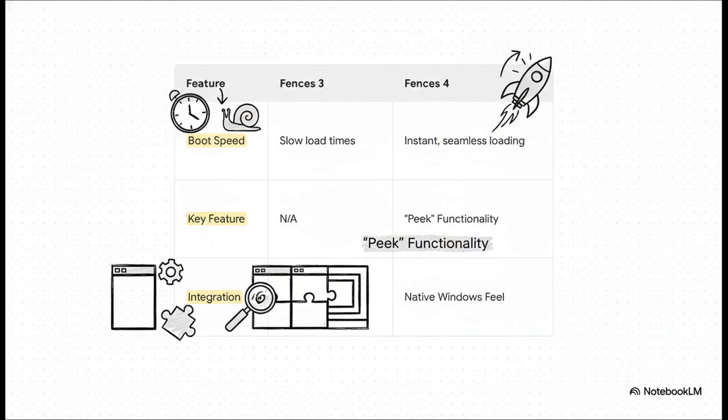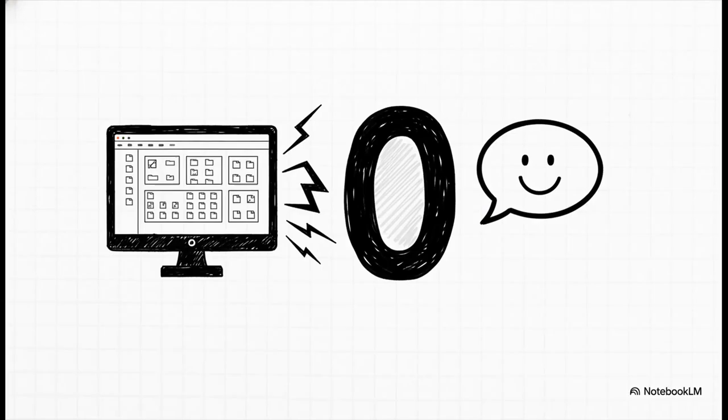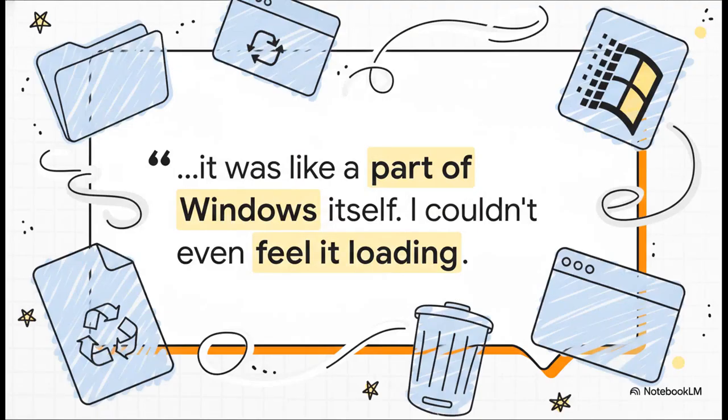It's just seamless. And to put that delay into perspective, we're not talking about a millisecond. People with powerful, fast PCs were reporting that they'd have to wait up to 15 seconds after their desktop appeared for their icons and fences to finally load in. It was a really jarring way to start your day. With Fences 4, that wait time is completely gone. It's 0. It loads instantly right along with the rest of your desktop. No delay, nothing.